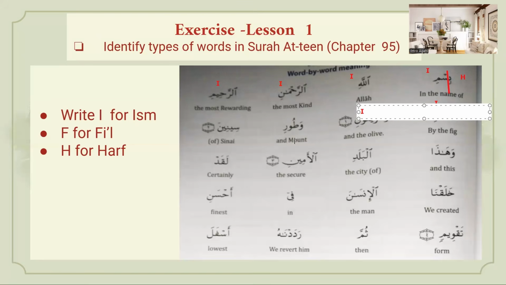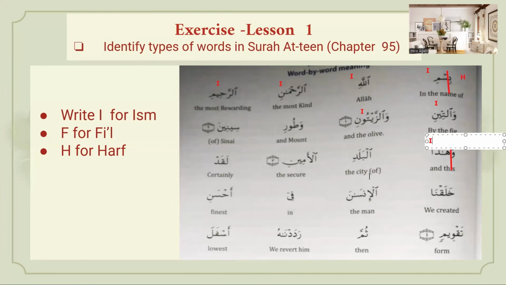Then Tur Sinin. Tur is the mountain, and Sinin is the name of that mountain. And then we have wow. Wow is a separate word. Wow is harf. Okay, wow is harf. Haza means this. Haza means this. So this is a pointing word, ism ishara. So this is also an ism.